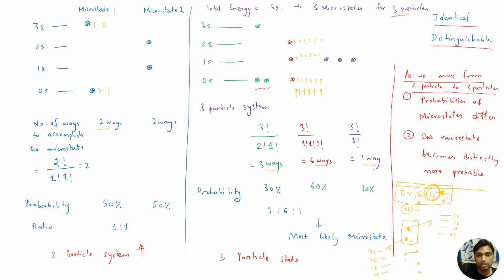What the green microstate means is that one particle is in 3e and the other two particles are in the 0e and 0e energy levels. The number of ways in which that can be done is 3 ways. Is that clear? Yes, sir.